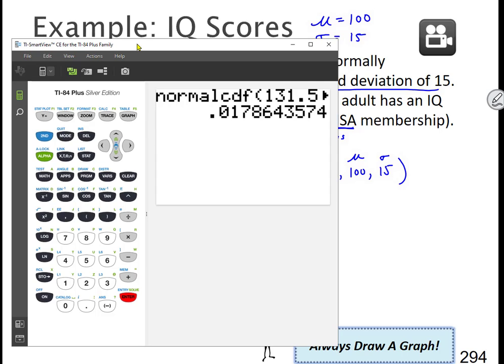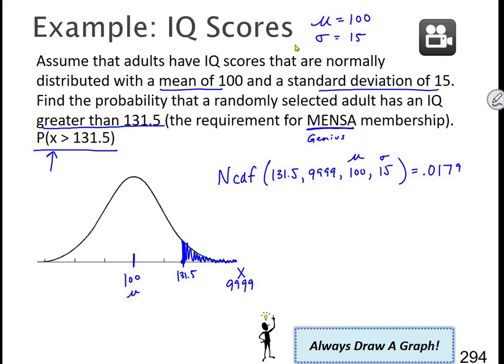0.01786. If we're rounding to 4 decimal places, then that 8 becomes a 9, and so 0.0179 is our answer. This goes along with what we discussed earlier, that since the whole normal curve equals 1, if we only shade a tiny bit to the right, then we're only going to have a very small answer.